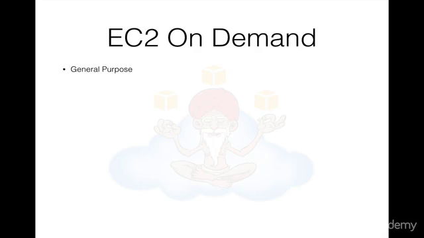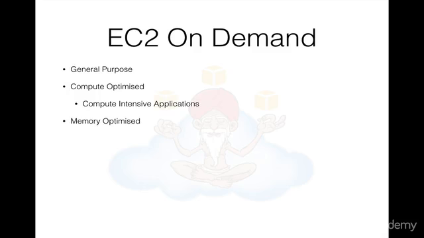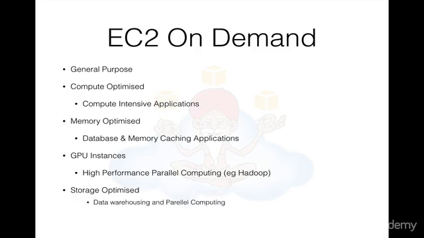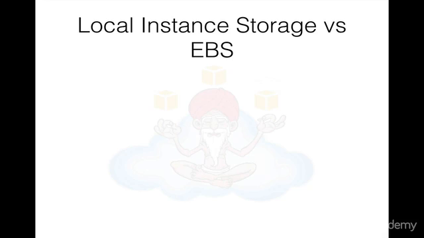Okay, so we'll talk about EC2 on demand and the different instances that you can purchase. So there's general purpose, there's compute optimized. This is obviously for compute intensive applications. You've got your memory optimized instances. So this would be suitable for database and memory caching applications. You've got your GPU instances, which is basically for high performance parallel computing, like Hadoop, for example. Then you've got your storage optimized ones, which is basically for data warehousing as well as parallel computing as well.